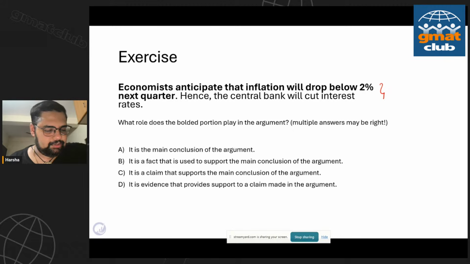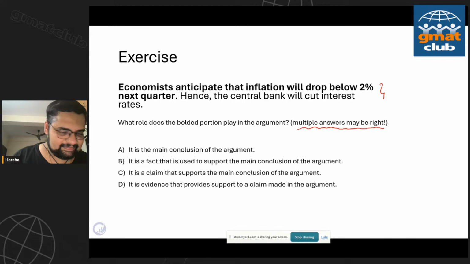So I should also make sure, I don't know how many of you have read this instruction. Multiple answers may be right. So I see a lot of C. Is there something else which fits? If something else fits, let me know. Or is it only C?